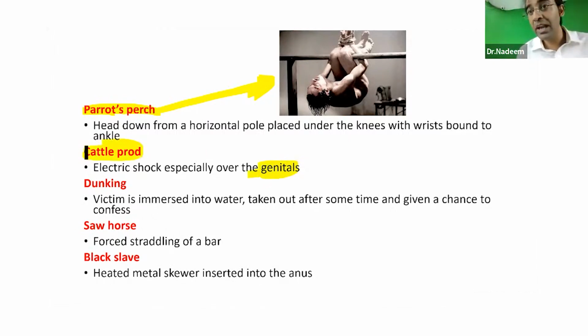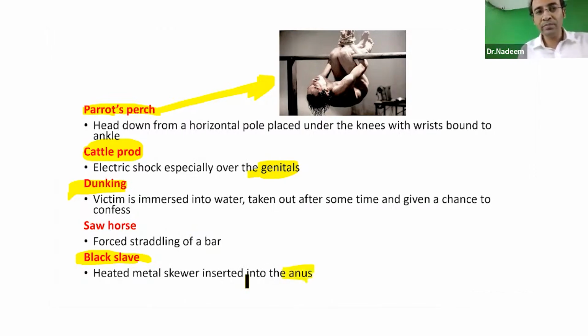Cattle prod. Now, when you are going to immerse a person into water, you are going to take him out, you are giving him time to speak the reality, to speak the truth, to confess. If he is not speaking the truth, again you are going to immerse him in water. Dubo dubo ke marna, right? That is called as dunking. Black slave. In old time in America, all the black people, if they used to do anything negative, they used to be punished. Hot iron metal rod used to be inserted into their anus. That is called a black slave.